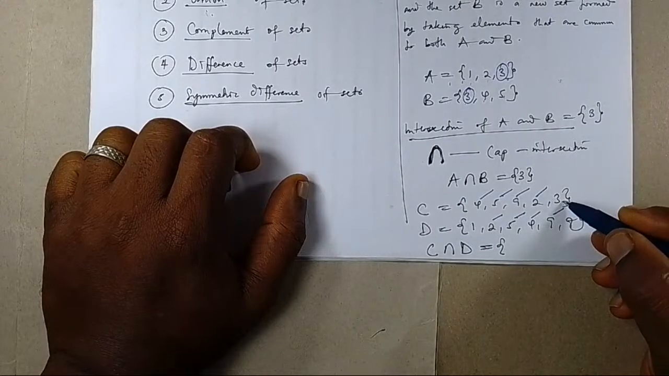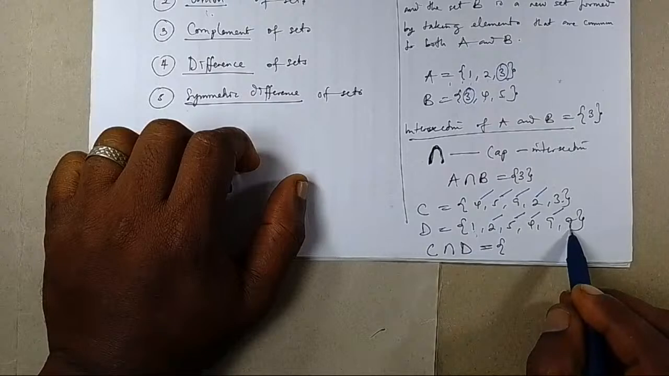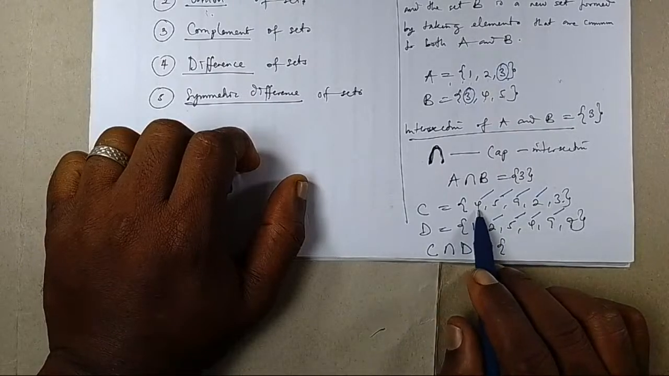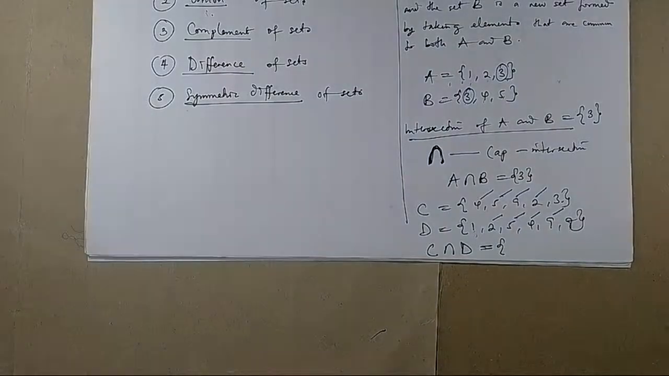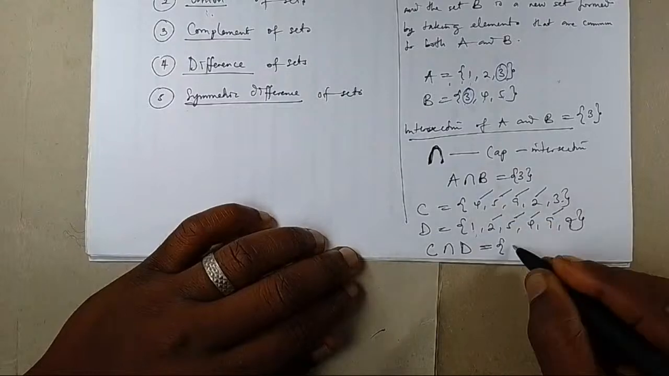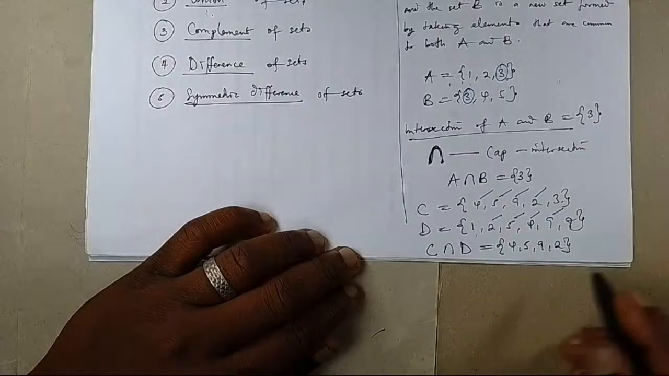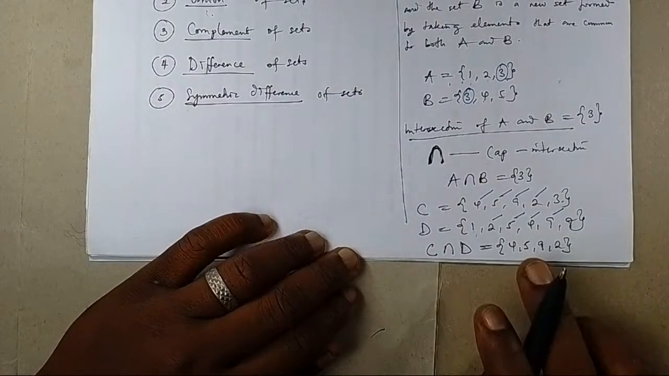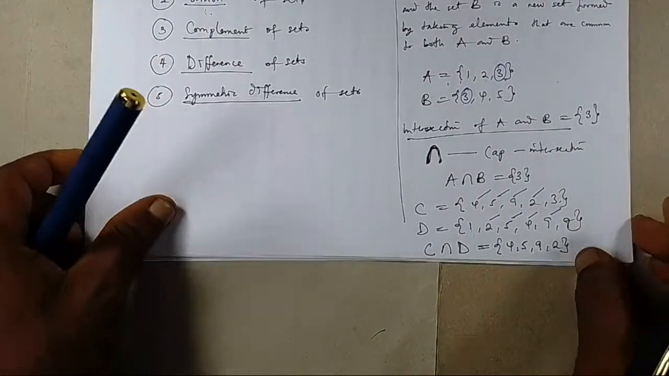Whereas there is 3 in C, there is no 3 in D. And whereas there are 1 and 7 in D, there are no 1 and 7 in C. As such, the intersection of C and D will be the set that contains these common elements: 4, 5, 9, and 2. So this is how we form the intersection. The intersection is the set that contains elements that are found in both sets.